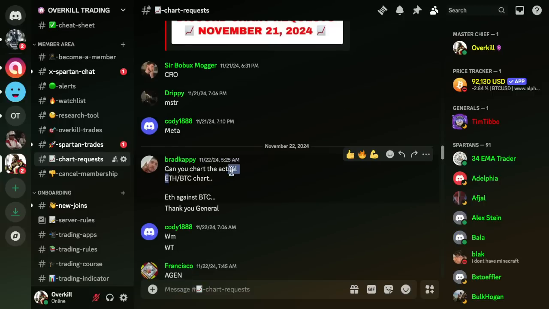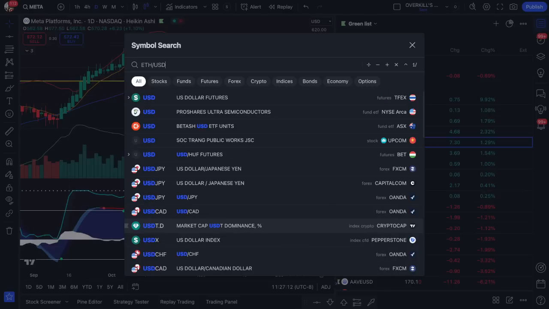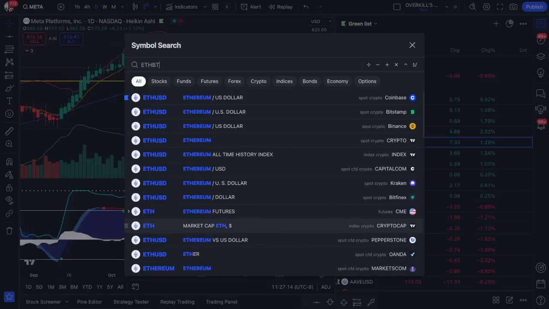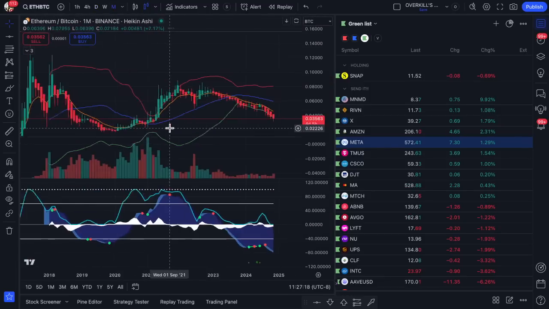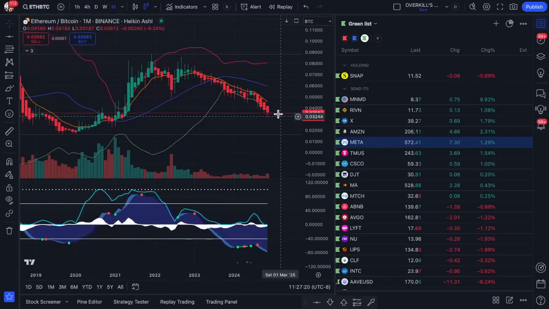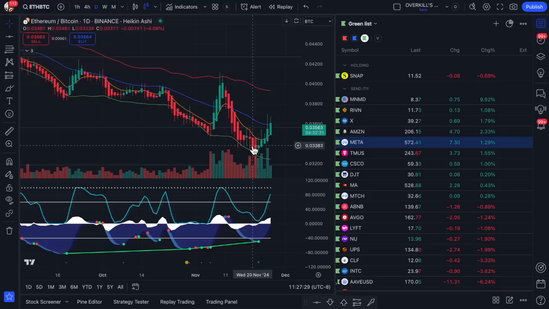Can you do the actual ETH BTC chart? Okay. ETH BTC. I don't know how to look this up. Here you go. So this is the ETH pair here. ETH has just been dropping like a rock compared to Bitcoin. Bitcoin's been going up, ETH has been going down. That monthly's still red on this. So you're looking at the daily trying to reverse here, though. You got the green dot right there.